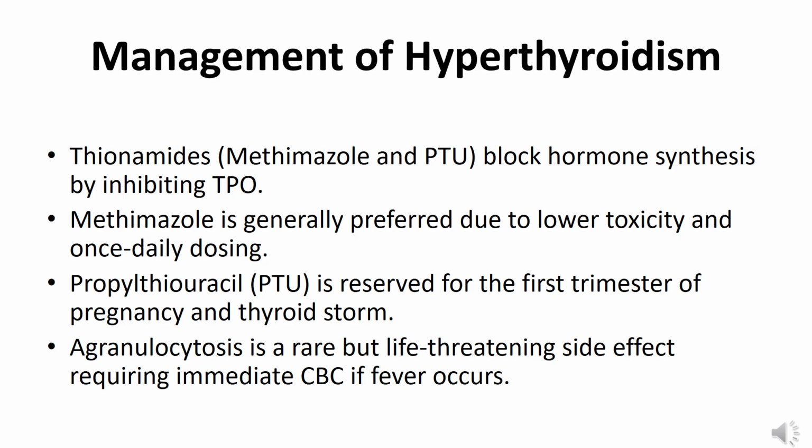Thyroid peroxidase is essential for iodide oxidation, organification, and coupling reactions during thyroid hormone production. By inhibiting thyroid peroxidase, thionamides reduce the formation of both T3 and T4. Over time, this lowers circulating thyroid hormone levels and helps restore metabolic balance.